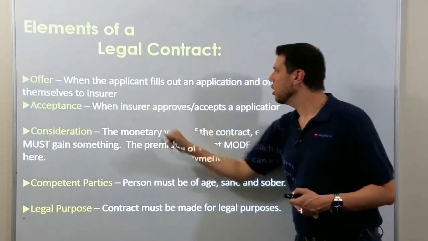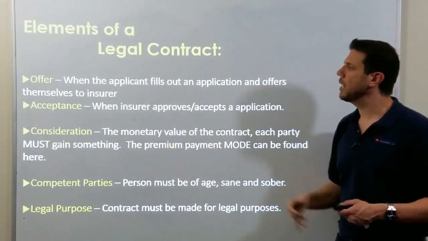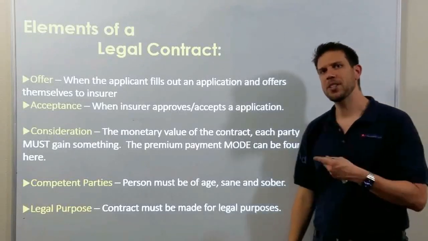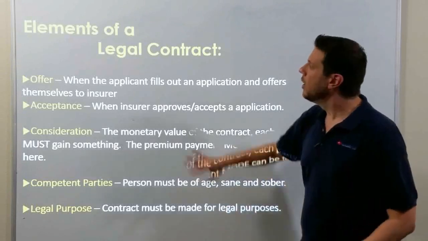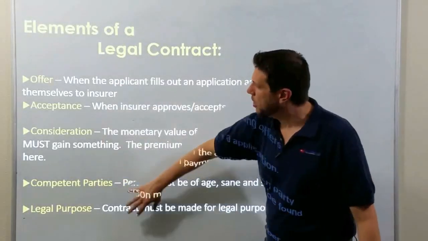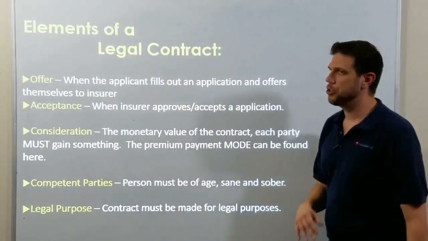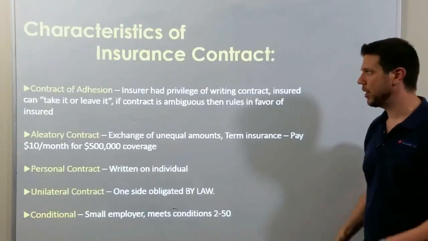That's when the insurer accepts and approves an application. Then your test likes to say all of the following are parts of a contract except consideration, competent parties, legal purpose, and negotiation. Negotiation is not part of a contract.